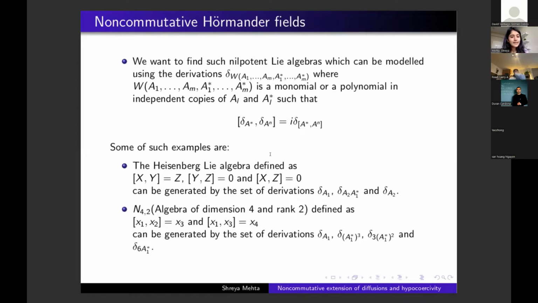So we found some examples, and the easy example is the Heisenberg Lie algebra, which is defined by the commutator of two operators giving the third one. This can be generated by the set of derivations given here. The commutator of the first two derivations gives the third one, and the rest of the commutators are 0. Similarly, we have another example, the algebra of dimension 4 and rank 2, which satisfies these two commutator relations. This can be generated by the set of derivations given here.